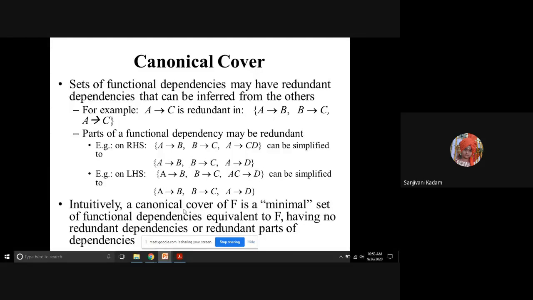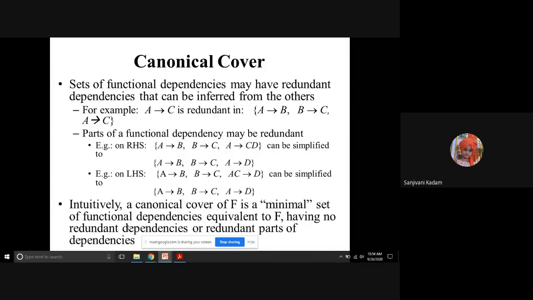So canonical cover means this set, the minimal set of functional dependencies. Let us read the definition. Intuitively, a canonical cover of F is a minimal set of functional dependencies equivalent to F, having no redundant dependencies or redundant parts of the dependencies. So we are removing the redundant parts which are implied, and only minimal things are kept in the canonical cover.